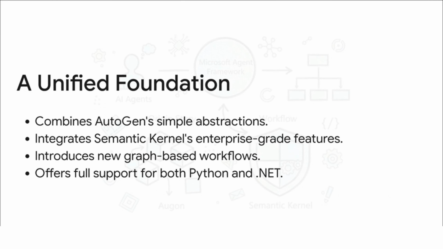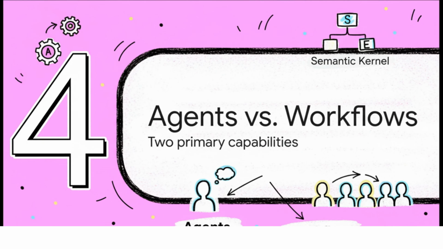So here's how that beautiful synthesis actually works. It grabs the simple, elegant abstractions from AutoGen for setting up those multi-agent conversations. Then it pulls in the heavy-duty, enterprise-grade features from Semantic Kernel. What that means for you is you no longer have to make that painful choice between rapid creative prototyping and building something that's actually deployable and secure. And as if that wasn't enough, it adds brand new capabilities like these powerful graph-based workflows, and it does it all with consistent APIs for both Python and .NET developers. It's the whole shebang.